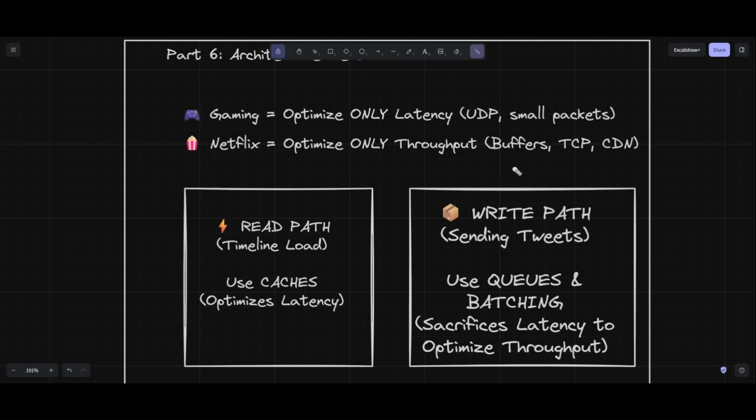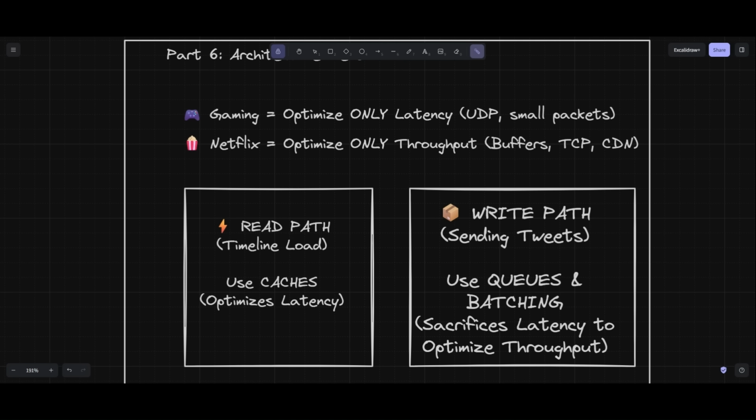Let's contrast two completely different applications. A multiplayer, competitive first-person shooter game like Counter-Strike or Valorant versus, let's say, Netflix, streaming a 4K movie. If you are playing a multiplayer game, what matters? Latency is literally everything. If you press the mouse button to shoot, you need that packet to get to the server and back as fast as humanly, physically possible. If it takes 200 milliseconds, the game feels laggy, it feels awful, you die. You just hate the experience.